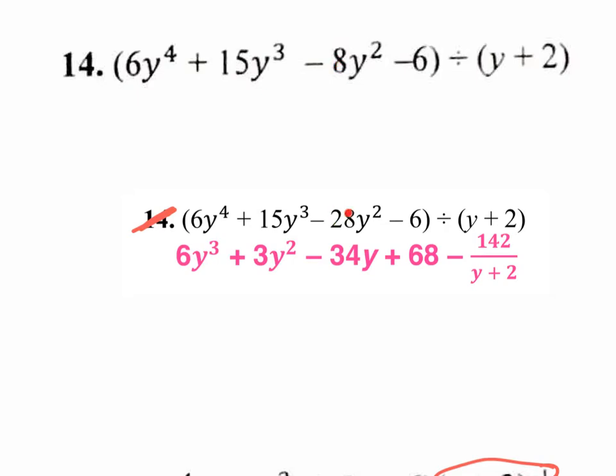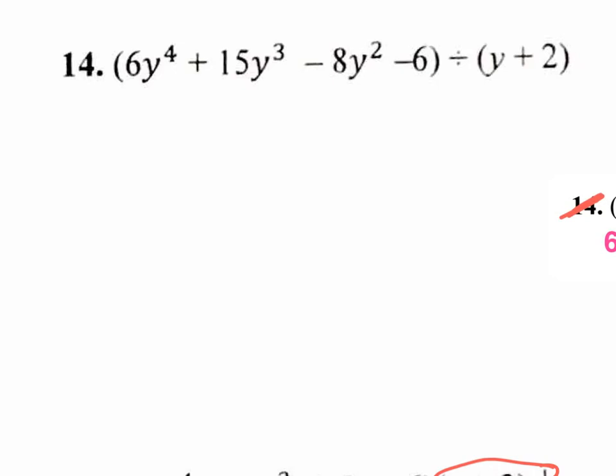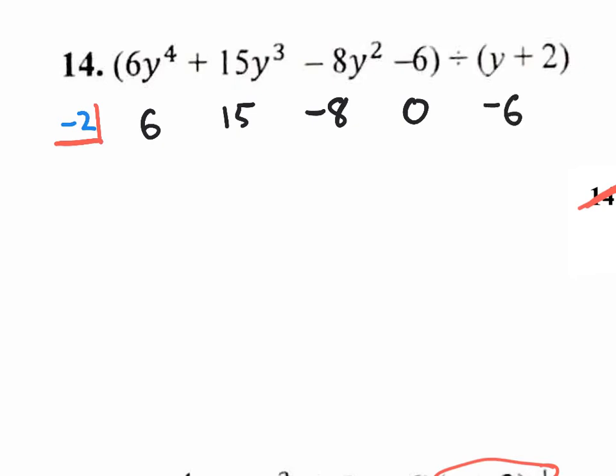So right here, -8, and on the original solutions, it's a -28. So we're going to treat it like if it were a -8, not a -28. So what goes inside my box, my reverse L? -2. All right, great. Now give me the list of coefficients representing every single term. 6, 15, -8, 0, -6. Draw your line.